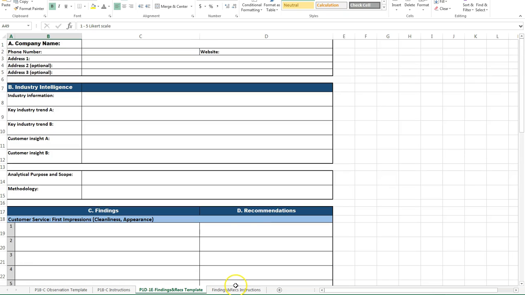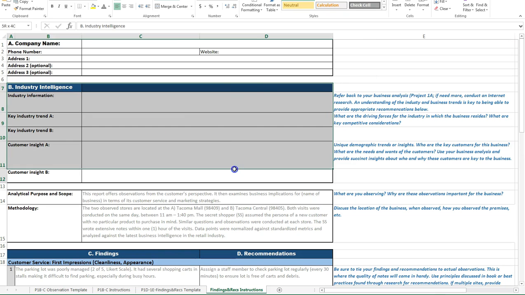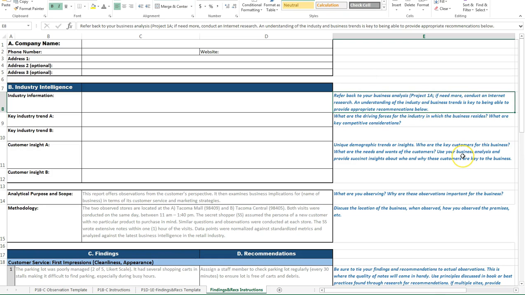Okay. And so as I scroll back here, some of these are pretty straightforward, so I won't go over them. You'll provide the information about the company, phone number, website, and so on. If you only observed one location, you'll just have one address. If you had multiple locations, you will include that here. And then the industry intelligence. In fact, let me go into the instructions so you can see what I'm looking for here. And so go to this tab to get some guidance as to what to provide in each of these cells. And so in the industry intelligence, you are basically going to refer back to your business analysis on Project 1A.